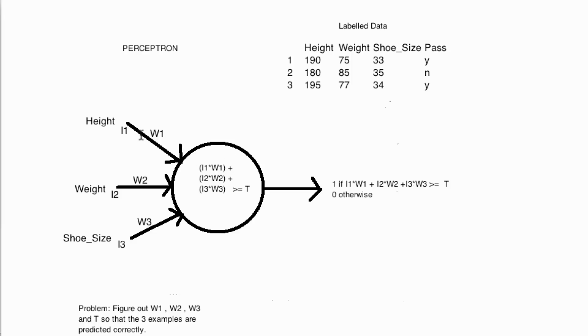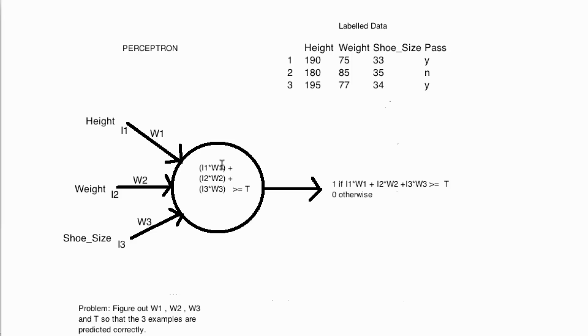Now, what happens is these numbers all get fed into the processing unit, if you will, of the perceptron. And we do something very, very simple. I just multiply the input value times the weight. So if I were to put student 1 onto this neural network, I would have some value for W1. I don't know what it is, but I would multiply it times 190. Then I would take their weight, which is 75, and multiply that times some weight W2, and then I would add to that 33, I3, times some weight W3.